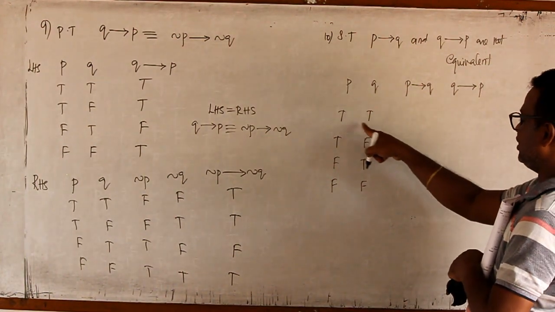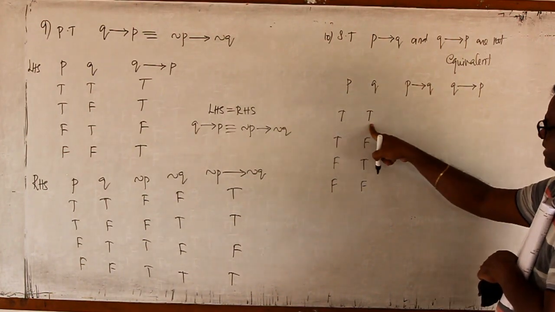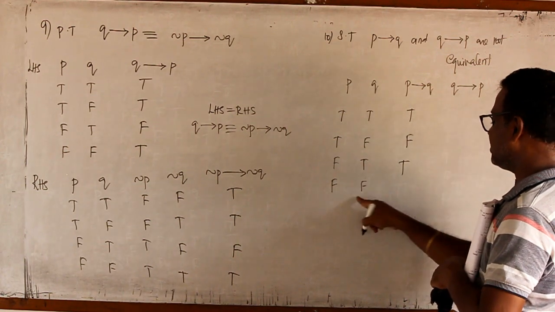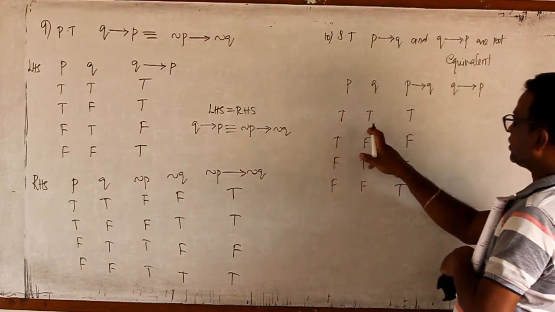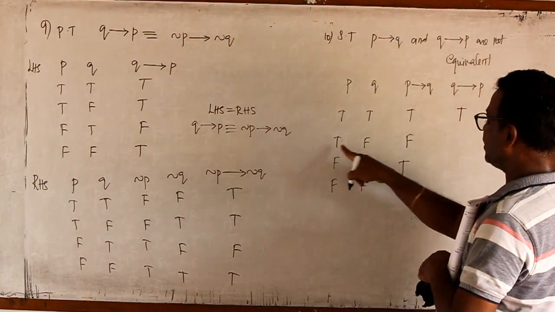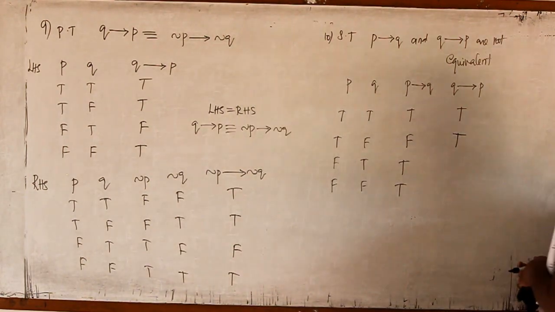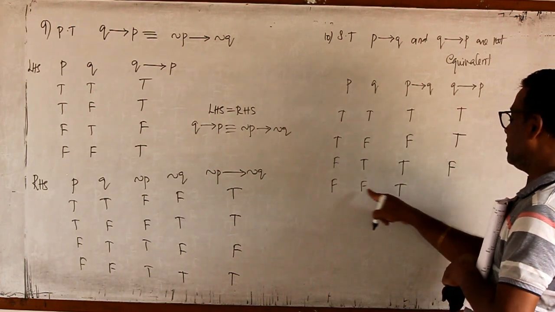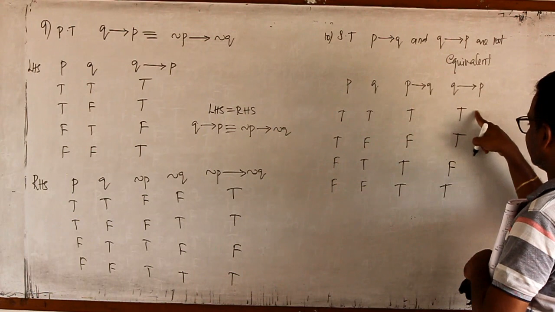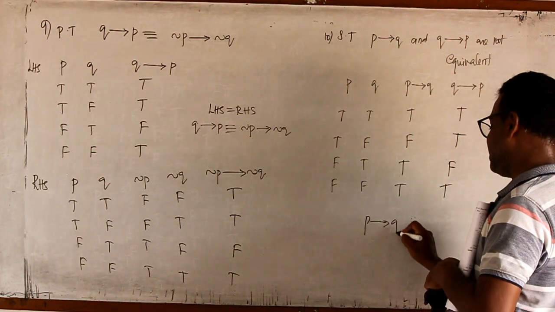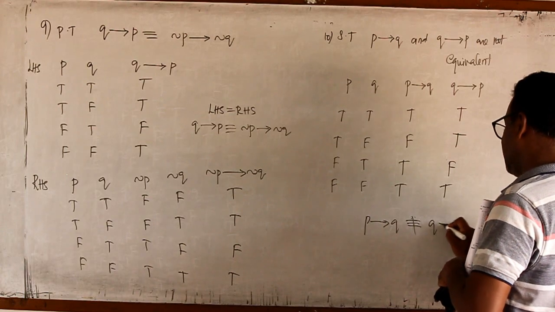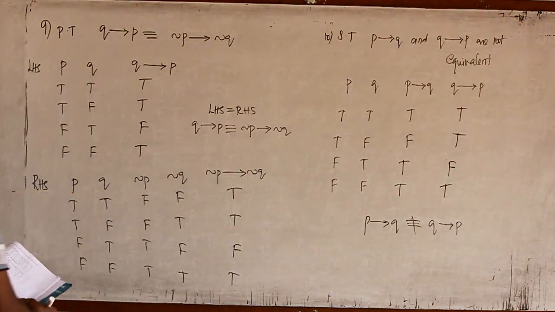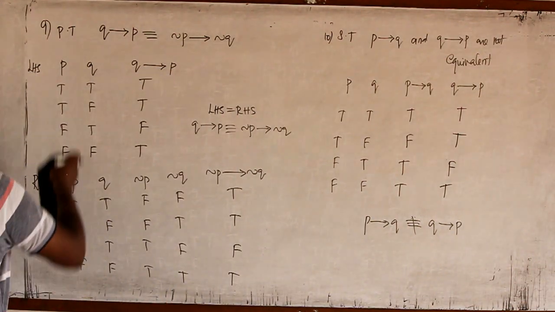P then Q means I must divide these two, so just don't change the order. P first then Q. 1 by 1 is 1. 1 by 0 is infinity, so false. 0 by 1 is T, 0 by 0 is also T. Now Q then P, Q first. 1 by 1 is T. 0 by 1 is 0, no, sorry, it is true. 1 by 0 is infinity, which means false. 0 by 0 is T. See, it is T, F, T, T whereas it is T, T, F, T. Therefore, P then Q is not congruent to Q then P. This is your 10th problem. Now we shall go for the 11th problem.